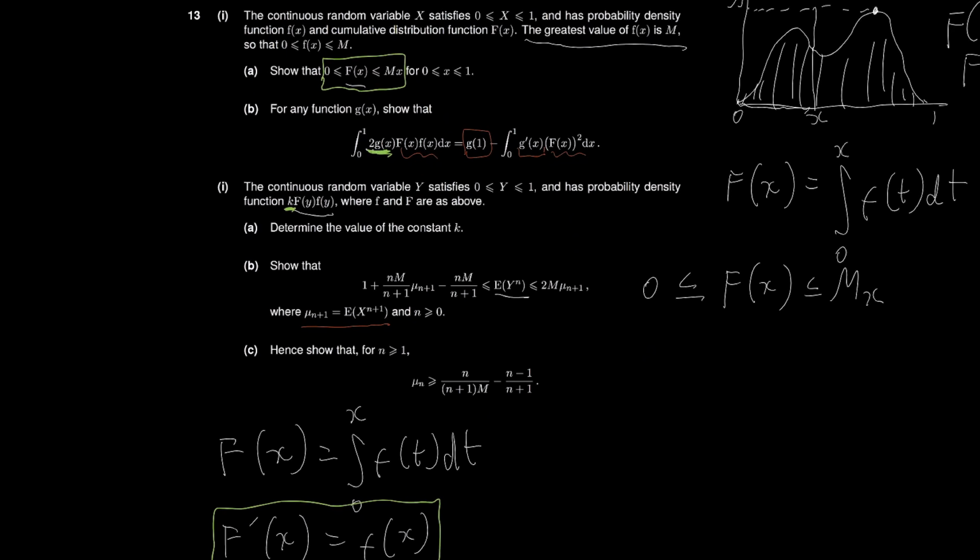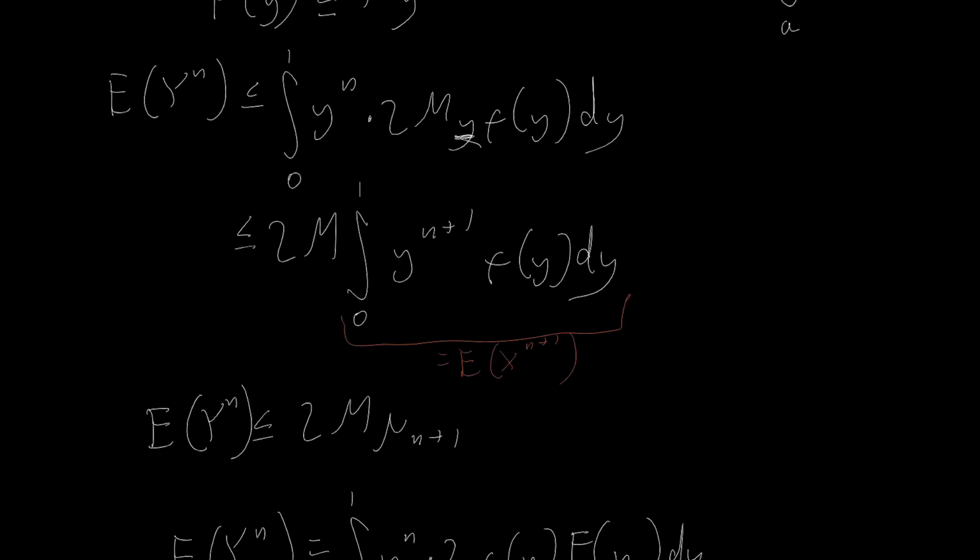Hence show that for n greater than or equal to 1, mu n is greater than or equal to that. Okay, so in the previous part, the one we just did, we have n greater than or equal to 0, but here n is greater than or equal to 1. So I'm thinking we could shift the indices down. If we treat all n's as n minus 1 and all n plus 1s as n, it's essentially the same as saying it's greater than or equal to 0.